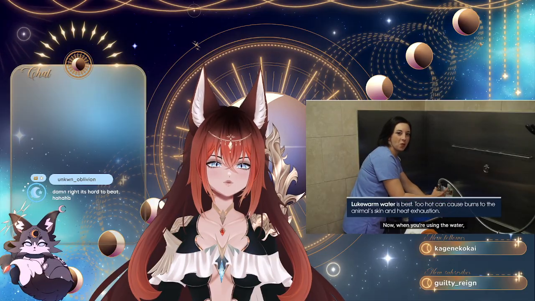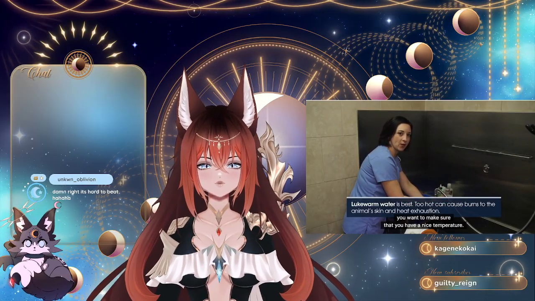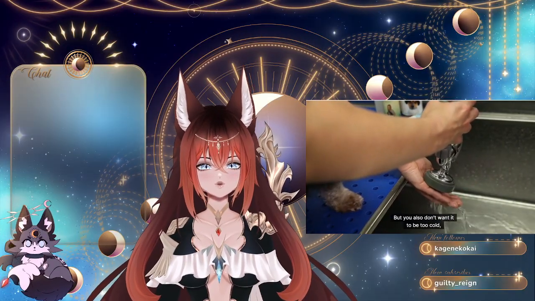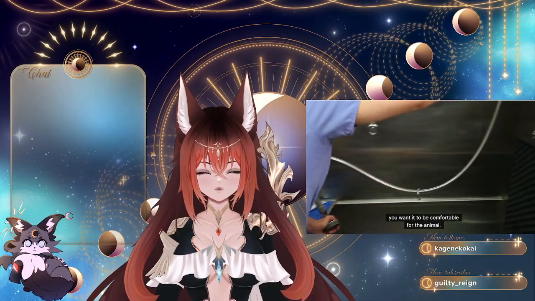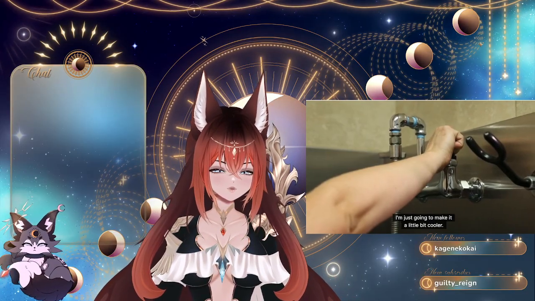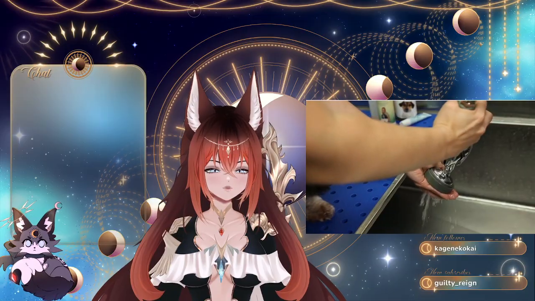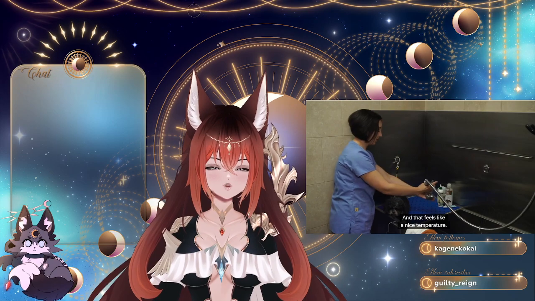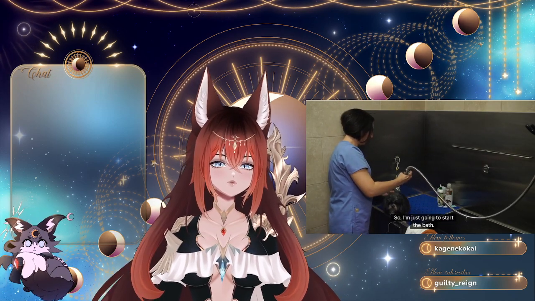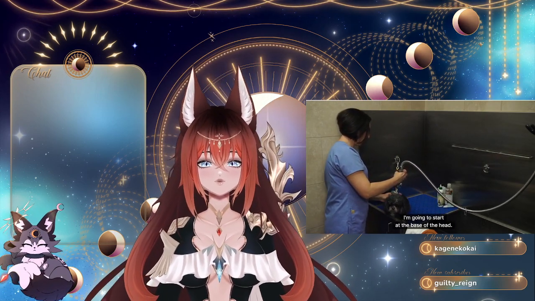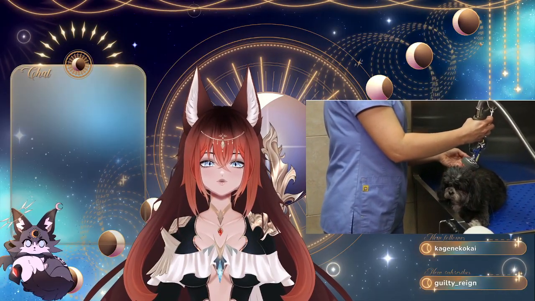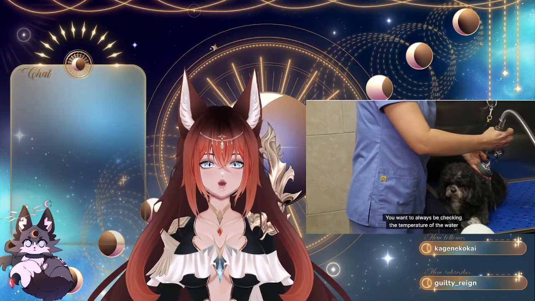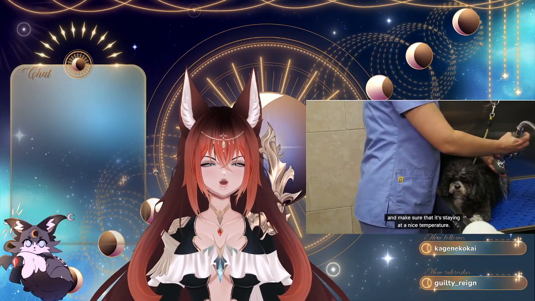Now when you're using the water, you want to make sure that you have a nice temperature. It shouldn't be too hot because it will cause thermal burn, but you also don't want it to be too cold. You want it to be comfortable for the animal. I'm just going to make it a little bit cooler. And that feels like a nice temperature. So I'm just going to start the bath. I'm going to start at the base of the head. And just gently wet her. You want to always be checking the temperature of the water and make sure that it's staying at a nice temperature.